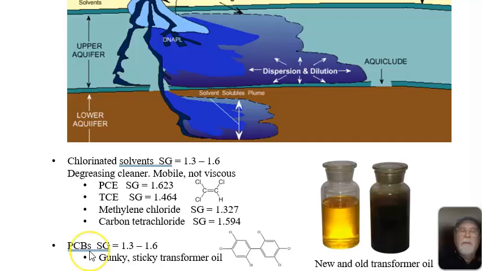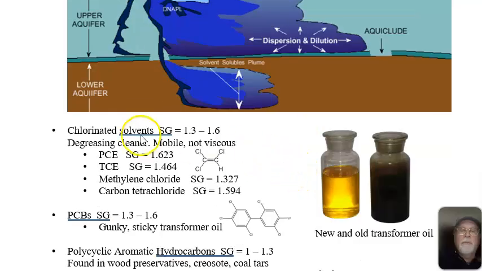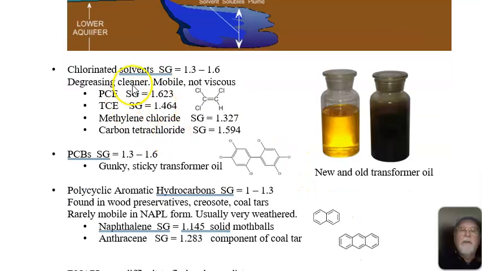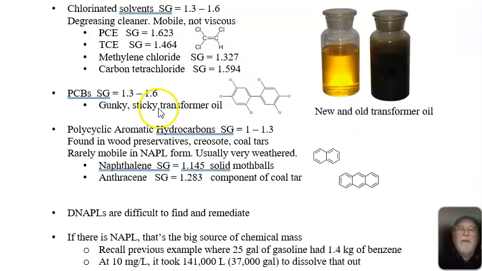PCBs, polychlorinated biphenyls, are transformer oils. So PCBs is another common thing. These are, I say mobile, not viscous, so they're liquids that move around pretty good. PCBs are gunky stuff. It's not really liquid. It's not tar, but it's kind of tar-like stuff that's stuck in the ground there.